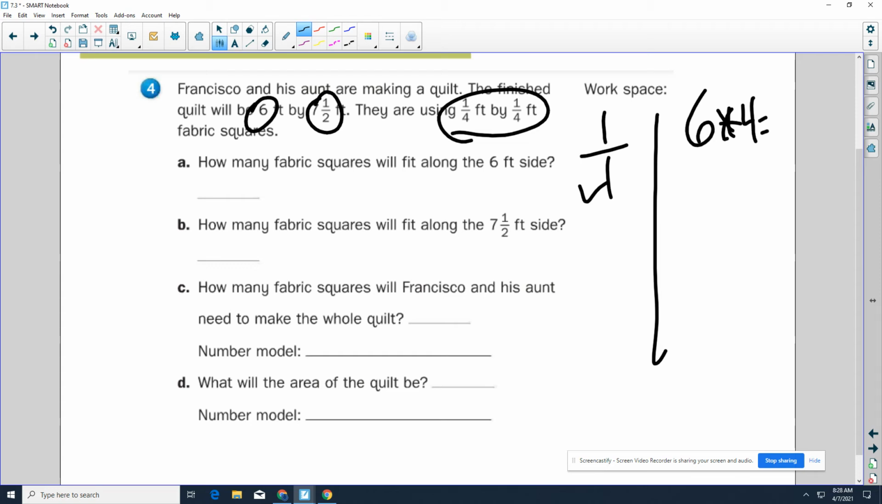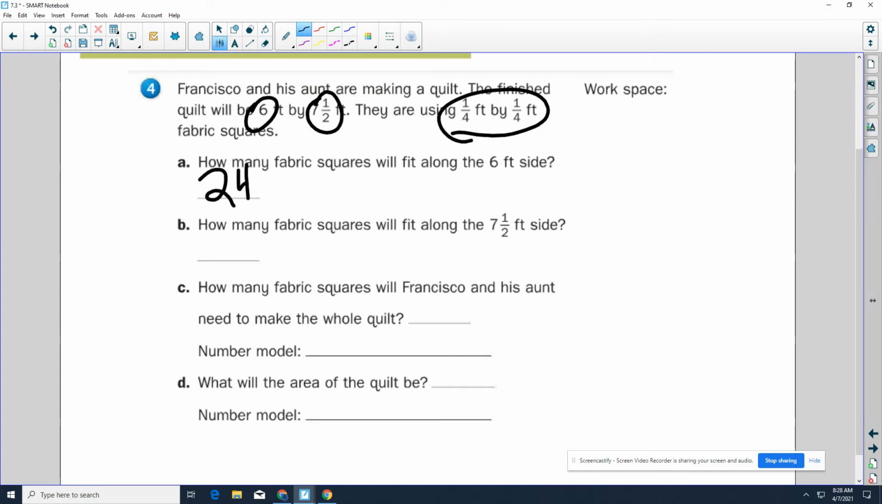So they'll need 24 fabric squares for that side, because if it's 1/4 for each square, 1/4 by 1/4, it's going to take 4 of them to make 1 foot, and you need 6 feet total. So then the same thing for B. You want to think about it. 7.5 foot side, and I know I'm multiplying that by 4, because 1/4 means I have to have 4 squares to make 1 foot. So then you would just multiply by 4.